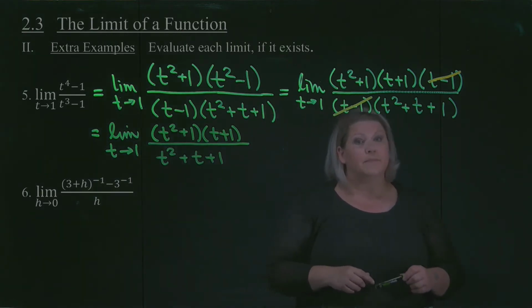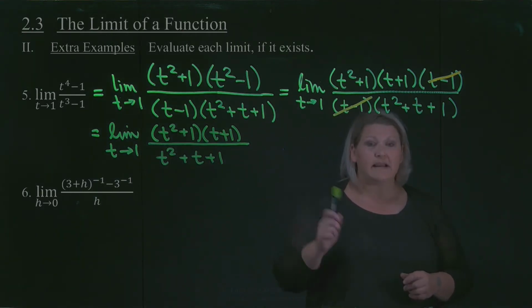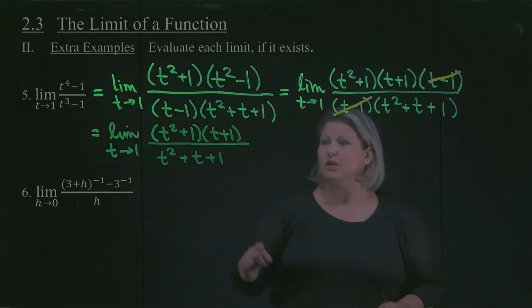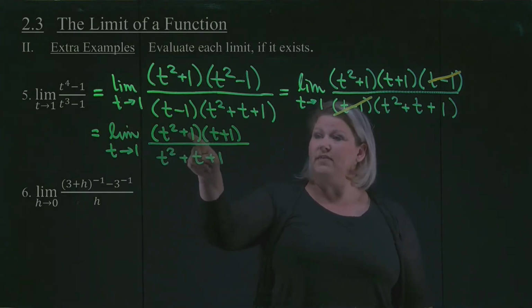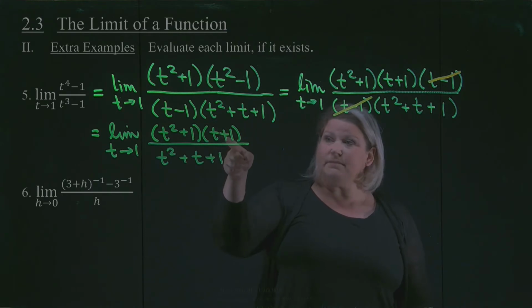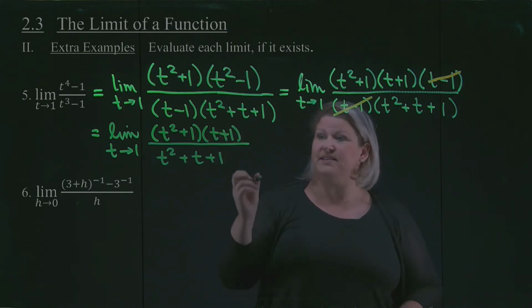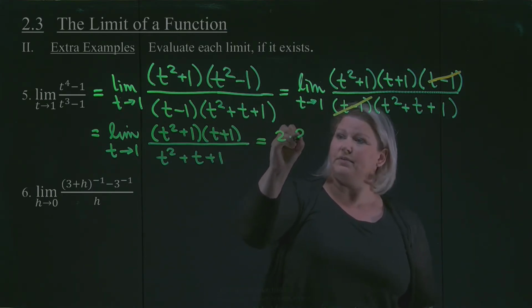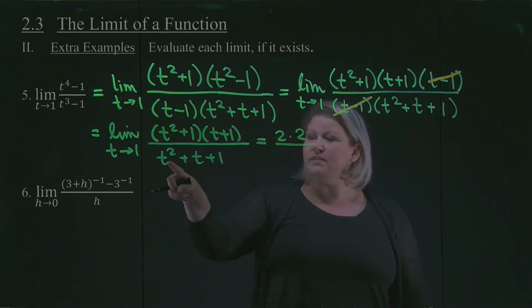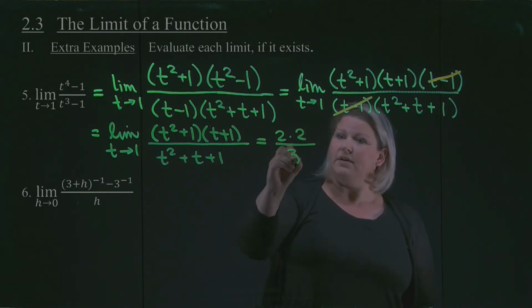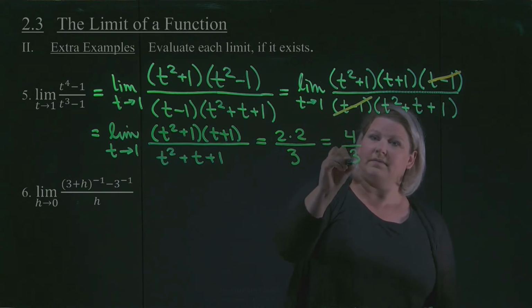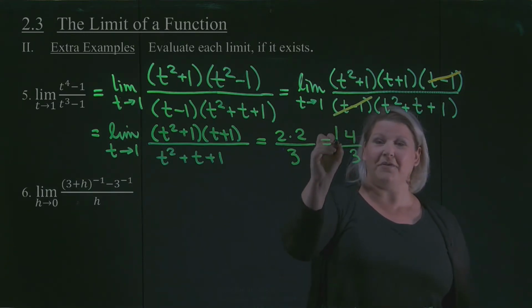Now that I've gotten something to cancel, I'm going to plug my limit value back in. So I'm going to have 1 squared plus 1, that's 2, times 1 plus 1, which is 2 again. So this is like saying 2 times 2. And then 1 squared plus 1 will give me 3. And my answer ends up being 4/3.